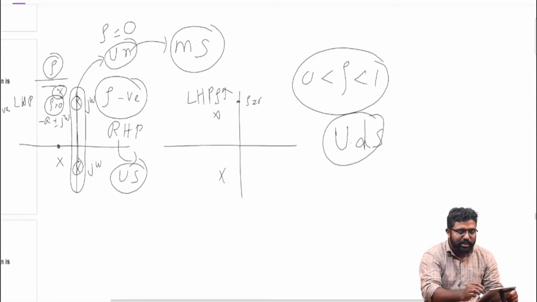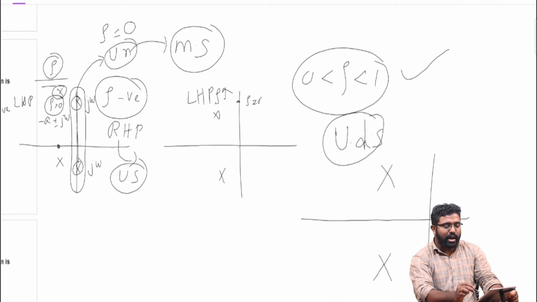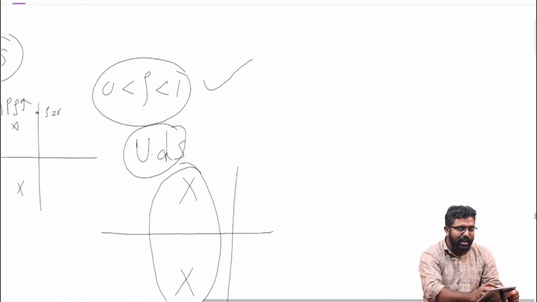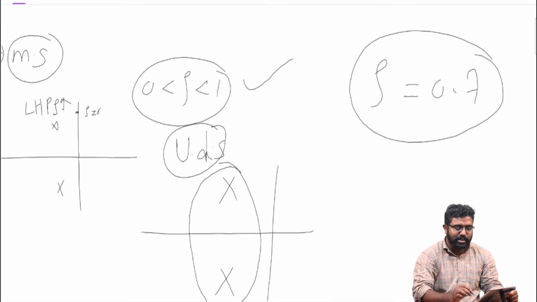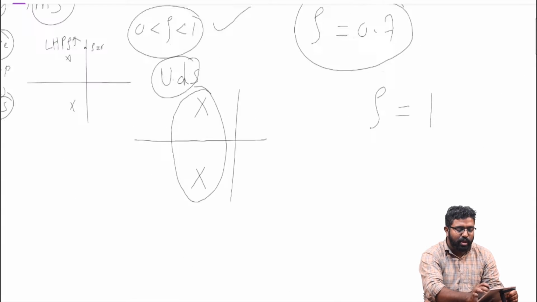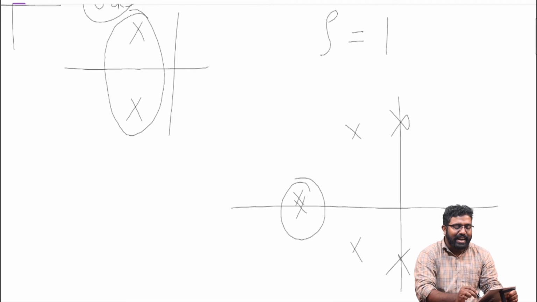Such systems have poles in complex conjugate nature. By controlling the theta value between 0 and 1, you can reach steady state very fast. Generally theta equal to 0.7 is used for designing a good system with minimum oscillations. Then if theta equals exactly 1, initially the poles were here, and as you increase theta they shift to here. When theta equals 1, all the poles meet at this point.